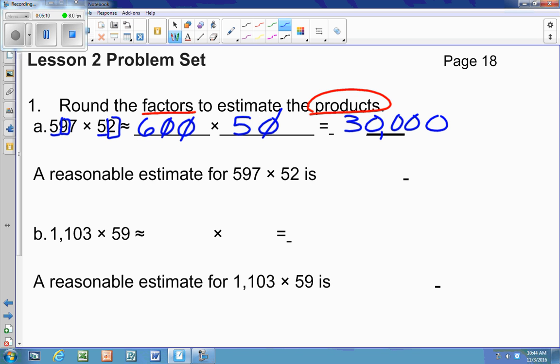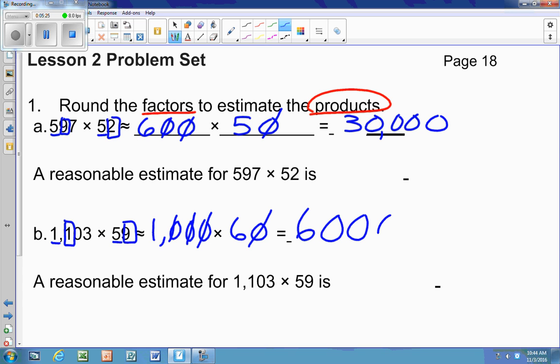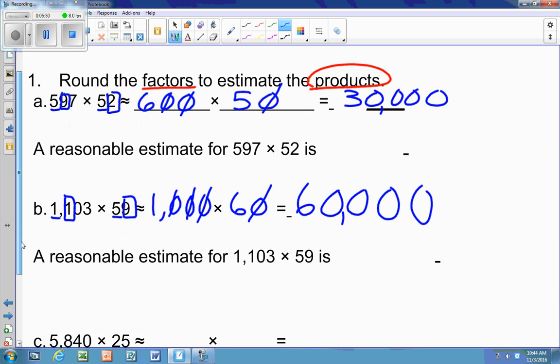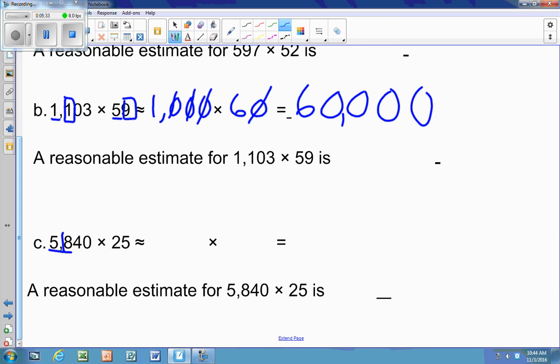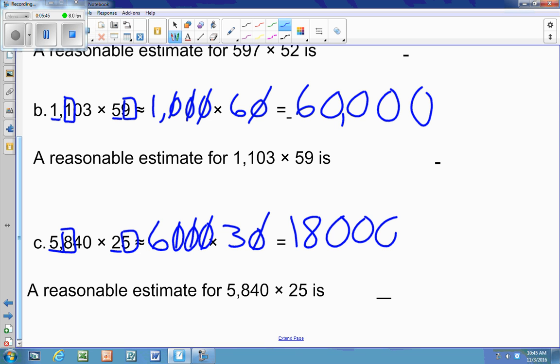Next, that 1 stays a 1, and that 9 turns that 5 into a 6. We ignore the zeros. We do 6 times 1 is 6. We put all of the zeros back in, and we put in our commas. The last one on this, that 8 turns that 5 to a 6. Everything else is a 0. That 5 turns a 2 into a 3. We ignore the zeros. 6 times 3 is 18, and we put the 4 zeros back in.